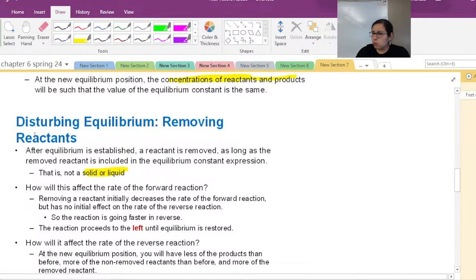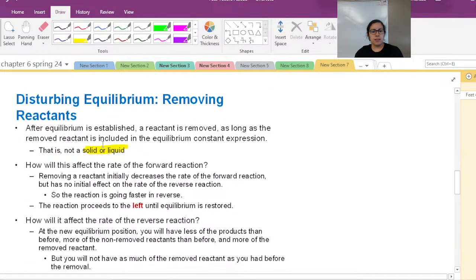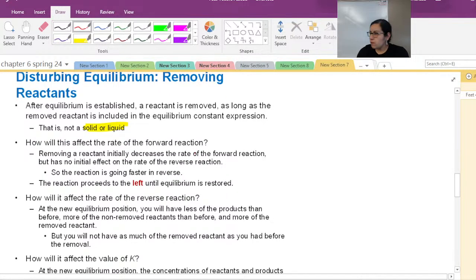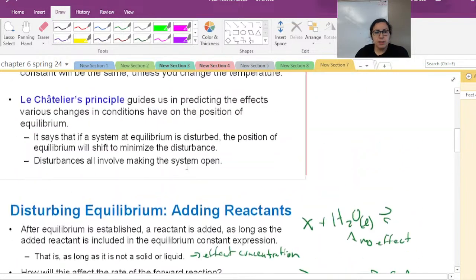Okay, so what happens when we remove our reactants? Right, it initially decreases the rate of our forward reaction. So now we don't have, again, as many reactants to go forward. There's no initial effect on the reverse reaction. But then comparatively, just because the forward reaction is decreased, now we're going faster in reverse.